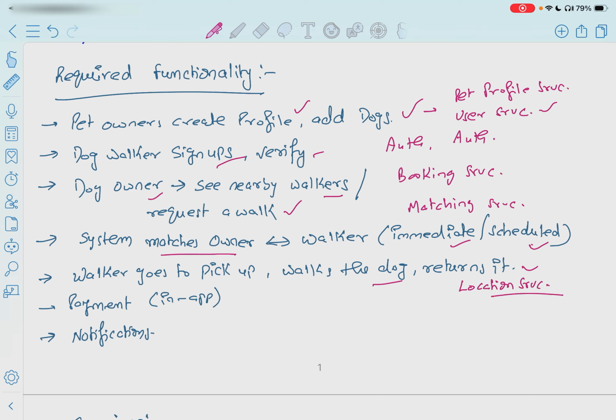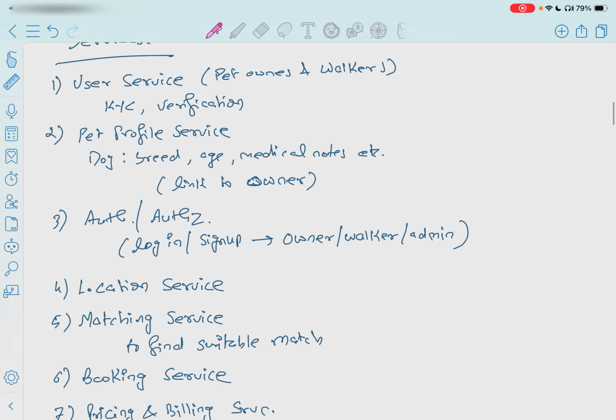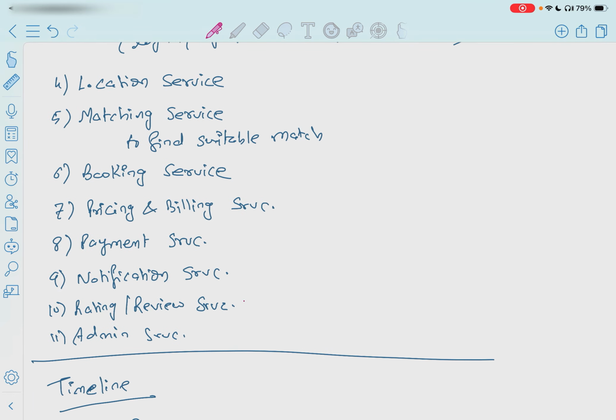So that the owner could see where that walker has taken the dog, right? For this, we will definitely need a payment service, and the payment will be taken care of in the application itself, and we will be needing a notification service as well. So to notify both the owner and the walker, right? So these are the different kinds of services we will require for this particular implementation, right? All of these services I have listed down here, and we have already gone through them. And one more service that we need is a rating and review service, right? And the admin service as well.